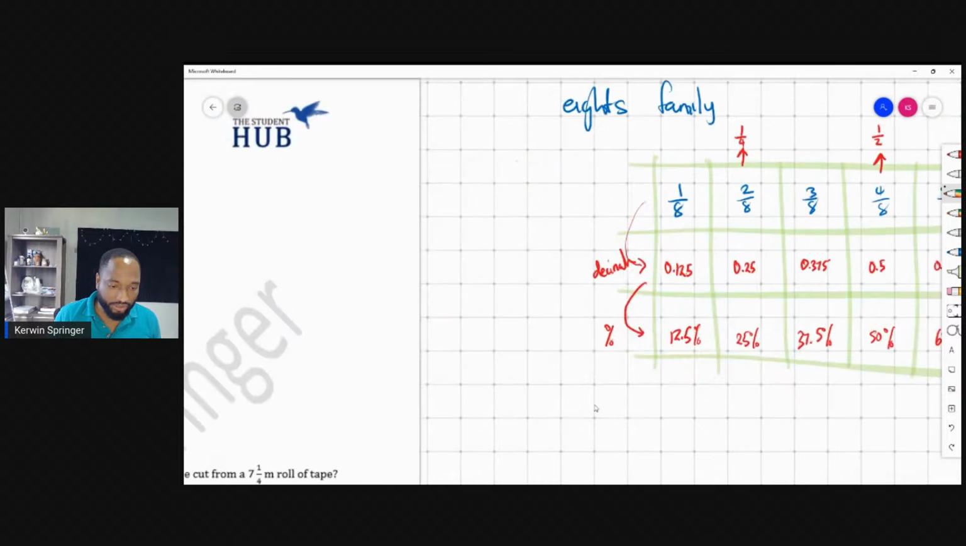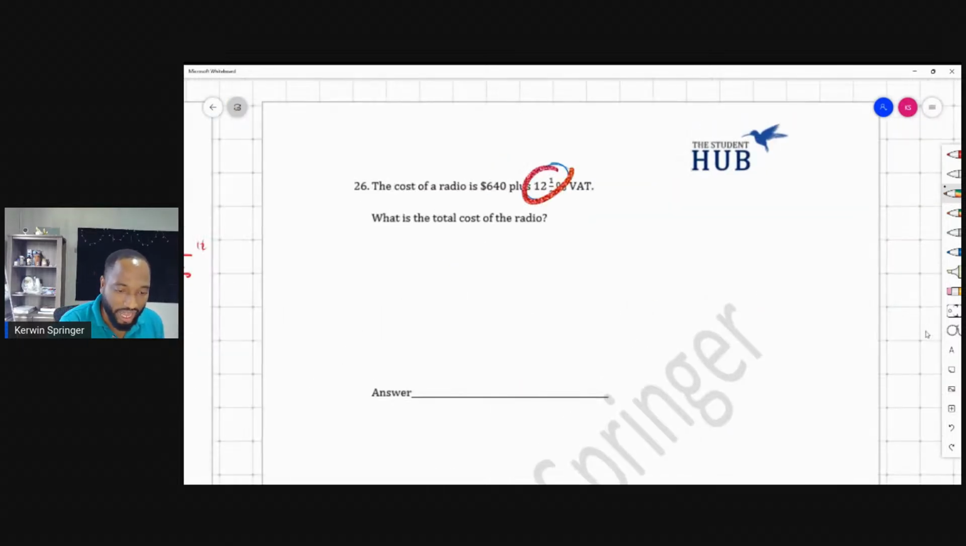So let's go back to the question. Now we know anytime we see 12.5%, we are really thinking 1/8. 12.5% is the first member of the eighth family, 1/8. So if the cost of the radio is 640 plus 1/8 VAT, you are going to work out your VAT, value added tax. It's 1/8 of the 640. And we know 8 goes into 64 8 times. So this is really 8 plus the 0, $80.